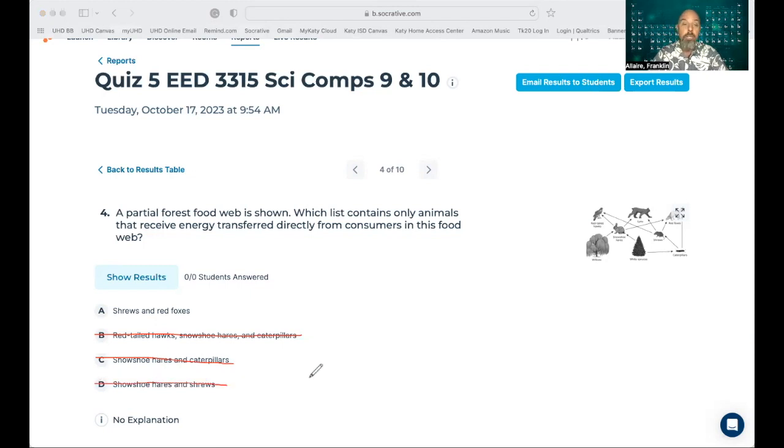So again, according to our food web, snowshoe hares and caterpillars, while they are consumers, they eat producers. We're looking for animals that receive energy transferred directly from consumers. So that means animals that eat other animals. And the only answer here that satisfies that criteria is going to be A. And that's because neither snowshoe hare nor caterpillar appears in this list.